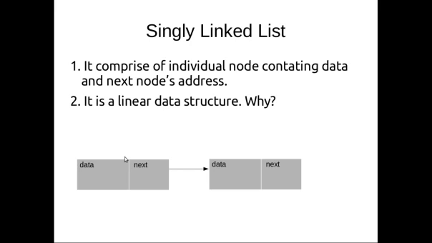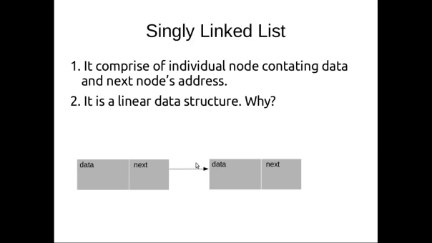Okay, so in Java, how do you represent this? You define a class. In that class you represent two types of data. One is data, another is next. Next is an address.